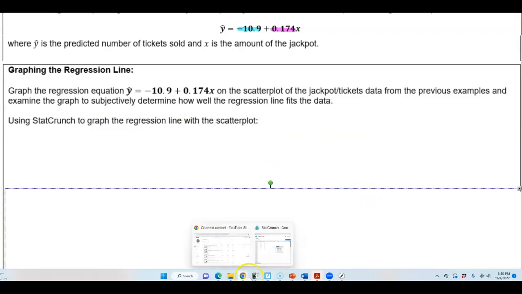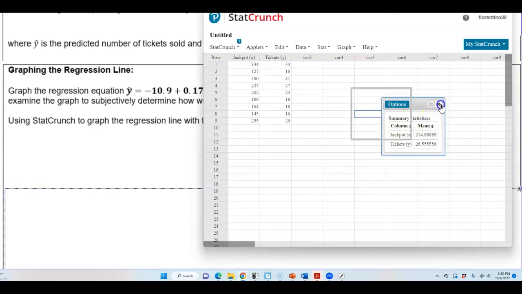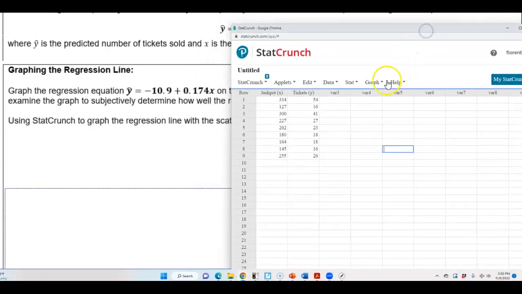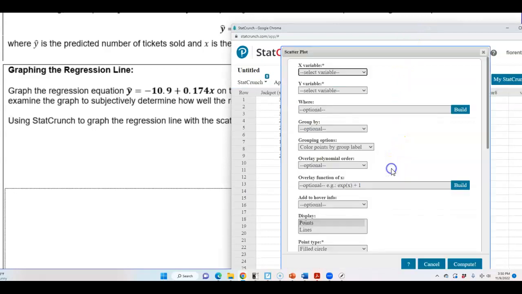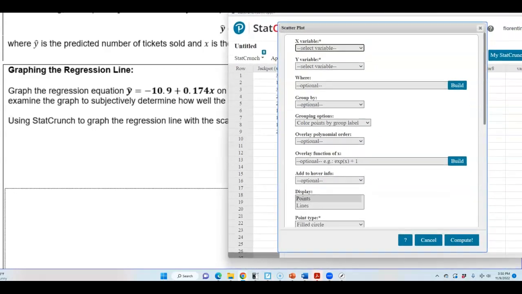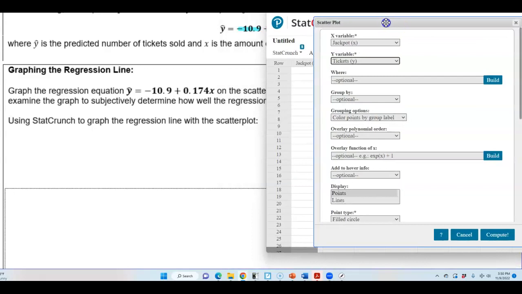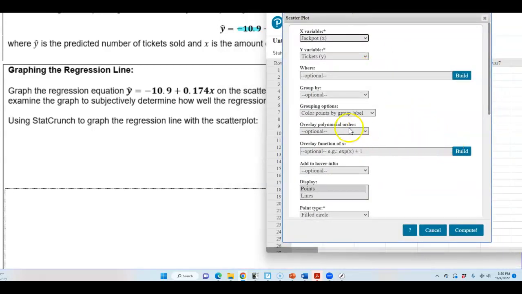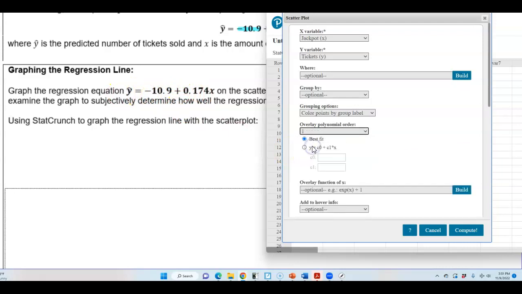In order to do that, we're going to go back to the graph section. We're going to go to graph and select scatter plot. We want to make sure that our x variable is the jackpot and our y variable represents the tickets. Now over here where it says overlay polynomial order, we're going to select that and select 1 because that represents a linear line. This equation is a linear regression equation, so we're going to select 1.